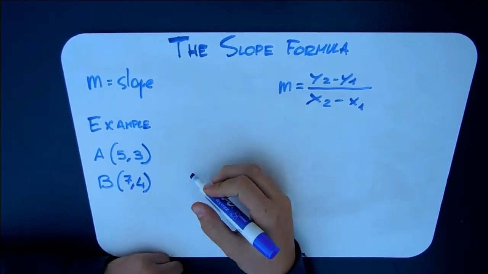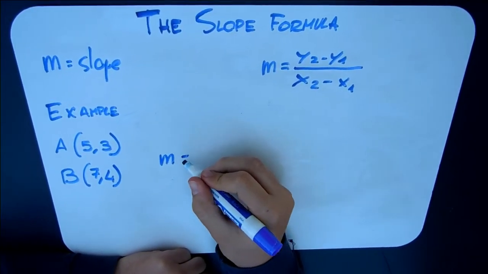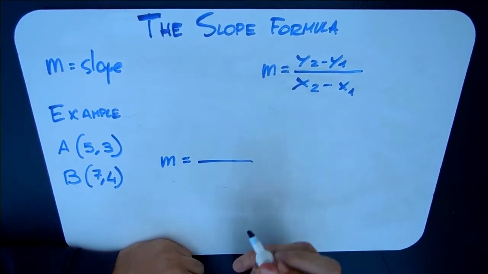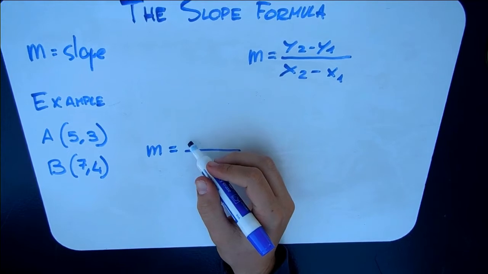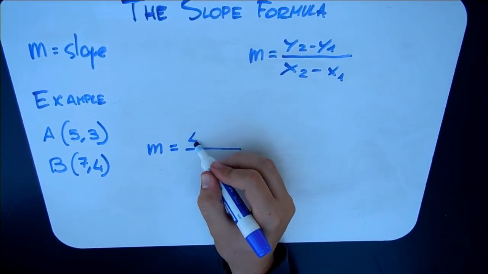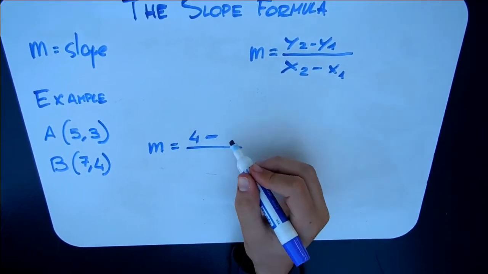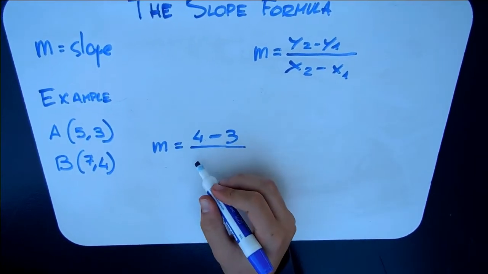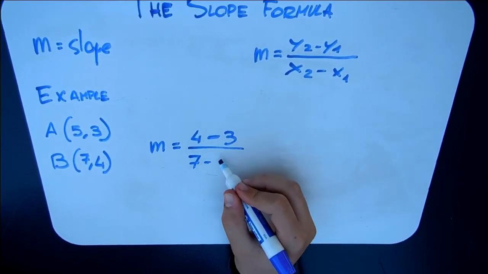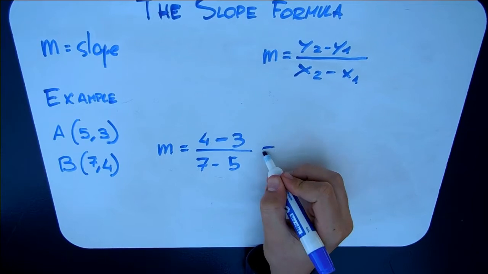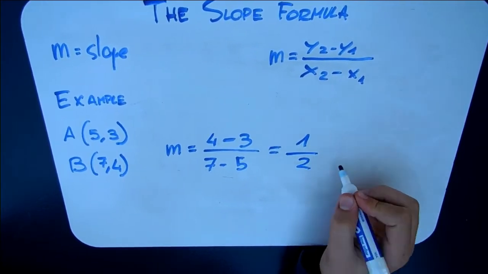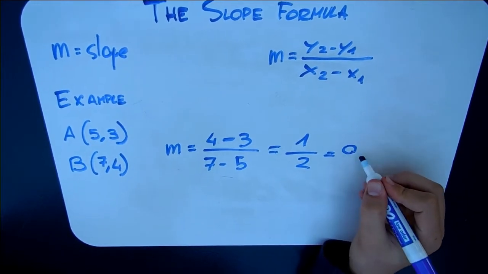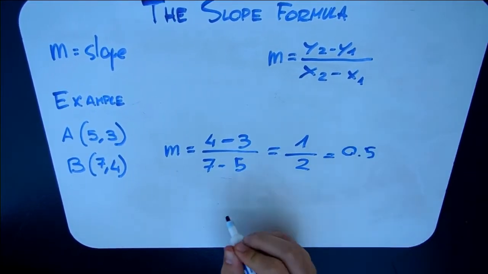Okay, so what you do now to find out the slope is easy. You just put the points in the equation. So y2 would be 4 minus 3, and then 7 minus 5. That comes out as a half, or 0.5, and that's it for the formula.